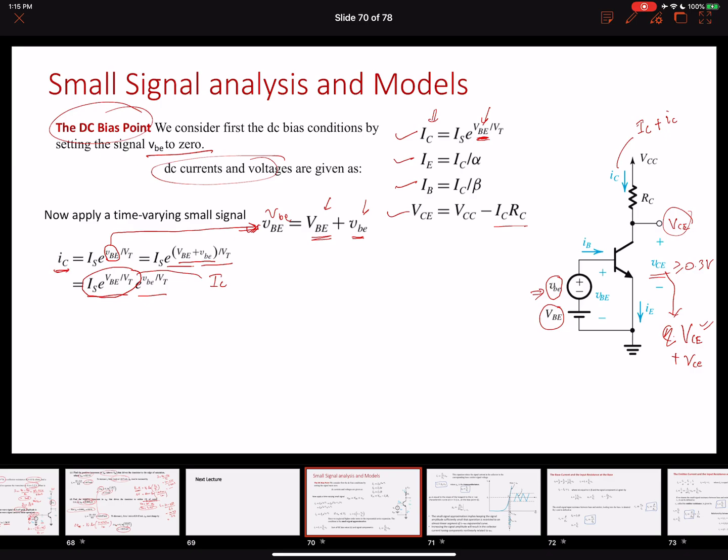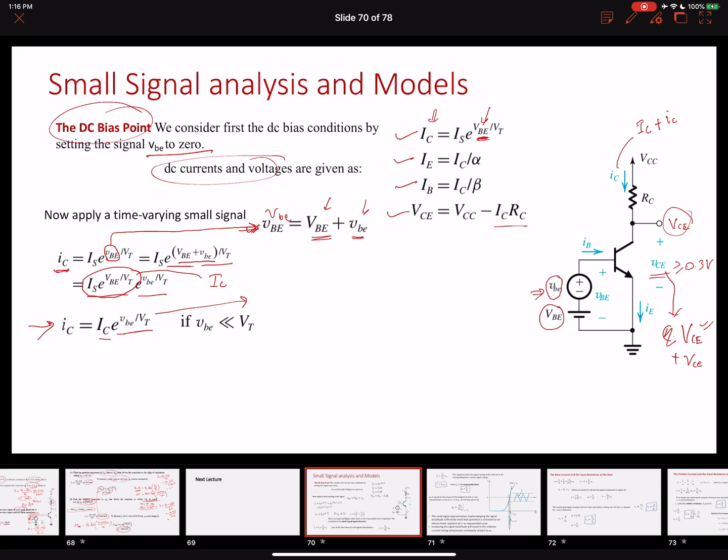So we can replace this with the IC. This is the total value of the collector instantaneous current that we get, which is the DC current, plus this extra component that appears over here. Now what we can do is an expansion of this equation.